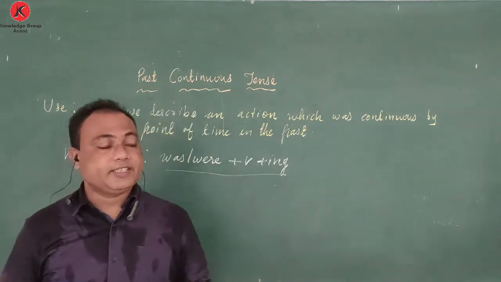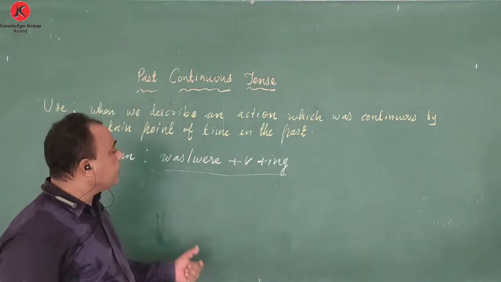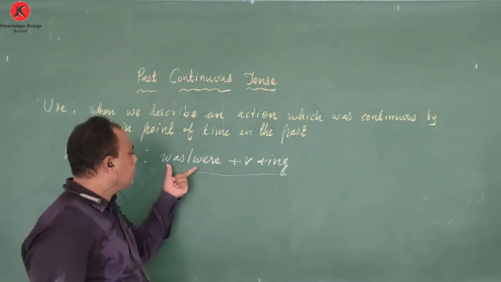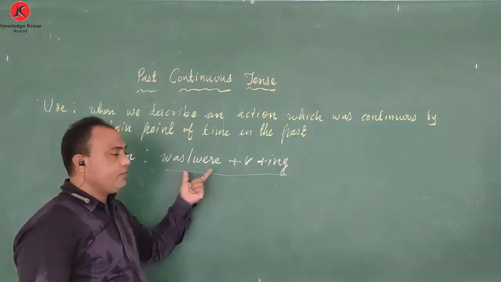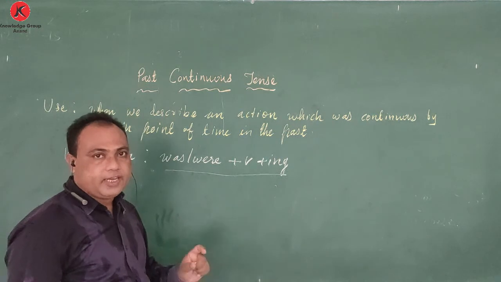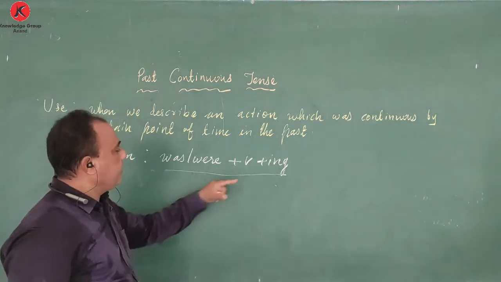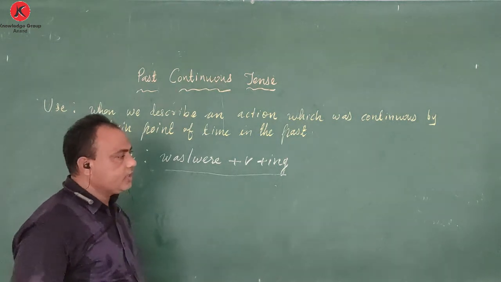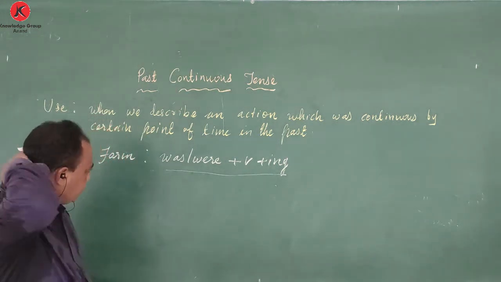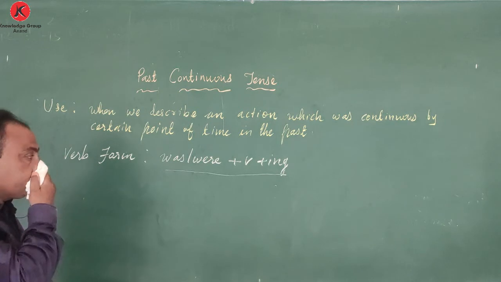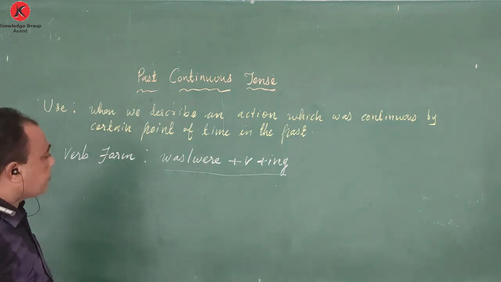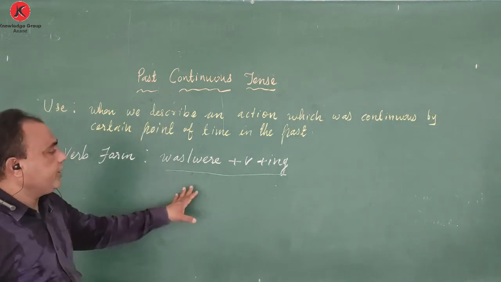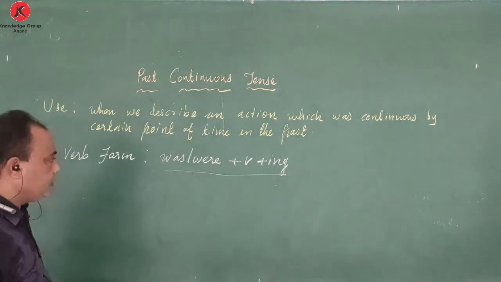Suppose the sentence given turns out to be negative. If it is a negative sentence, what are we supposed to do? After was and were, we will write not, and then verb plus ing. That is the only variation, I mean change, we are supposed to make in this sentence. Other than that, the rest is absolutely okay: was, were plus verb plus ing.